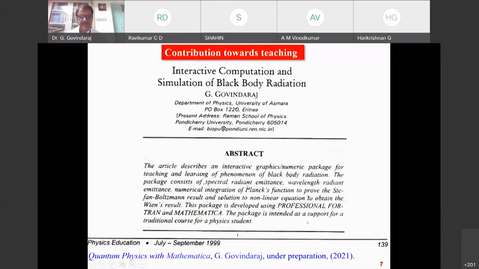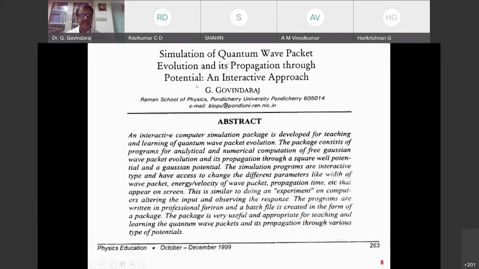Now this is being compiled along with other papers. This is the simulation of quantum wave packets, their evolution and propagation through a potential, in an interactive approach. You can see this is another interesting aspect. The interactive package has been developed and the parameters can be varied, all given in the form of manipulable materials. You can see the variation of parameters, like wave packet width, energy or velocity, and see how things happen with propagation.